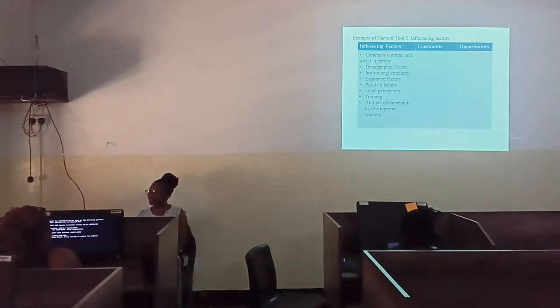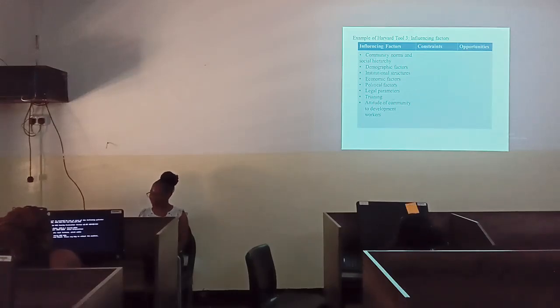Now, I think this is just to help you understand the table. We are looking at influencing factors. There are so many, in terms of community norms and social hierarchy. Is it a constraint or an opportunity? Demographic factors, institutional structures, economic factors, maybe in terms of poverty, it will be a constraint. Demographic factors like education can be an opportunity if you are educated. If you are not, it will be a constraint maybe to do other things.